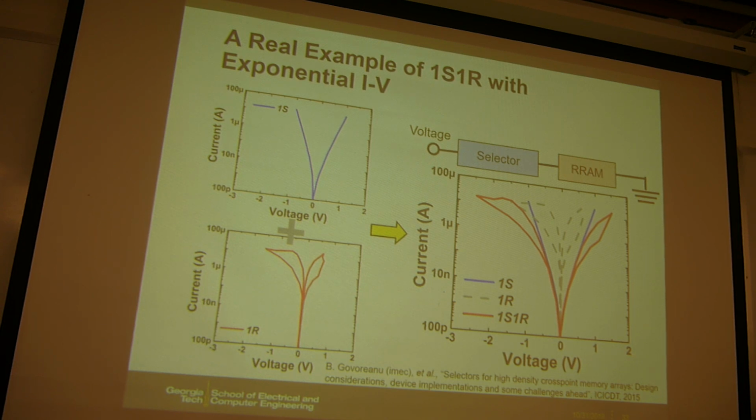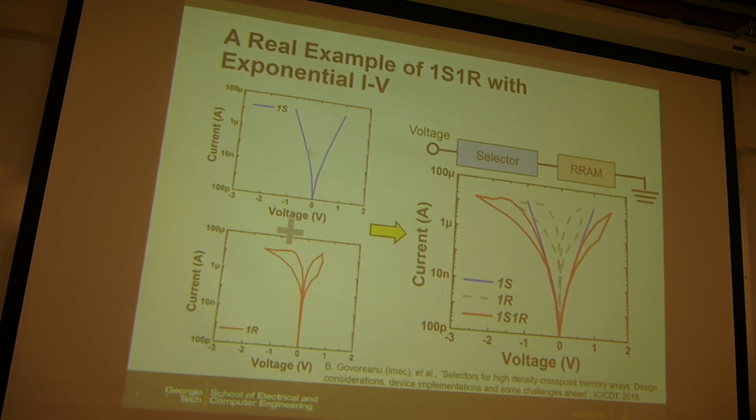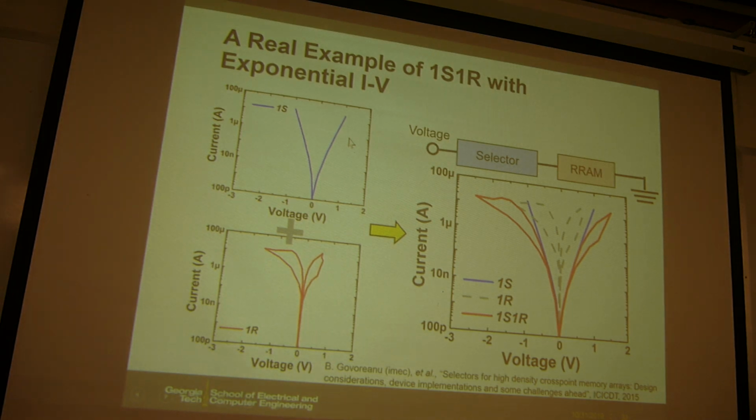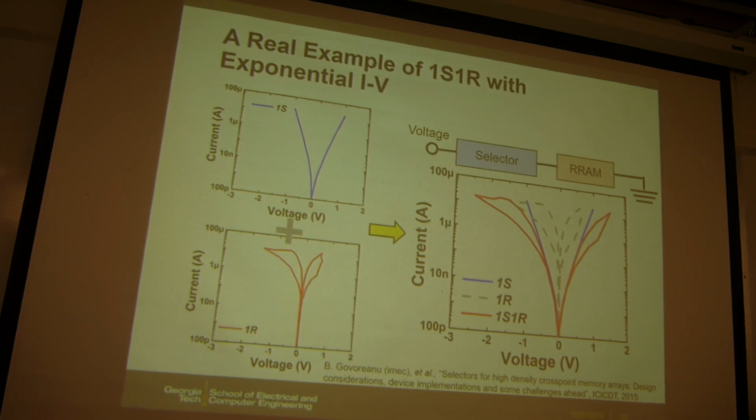For the RRAM devices, you actually need a bidirectional kind of diode because you need to use bipolar switching, right? A normal PN junction is just one-directional. You can only turn on the diode by applying positive voltage to the P side. But we need some bidirectional diode through some engineering.